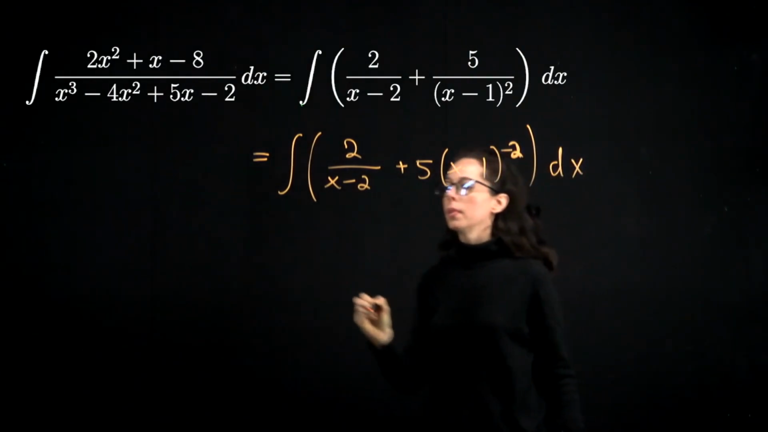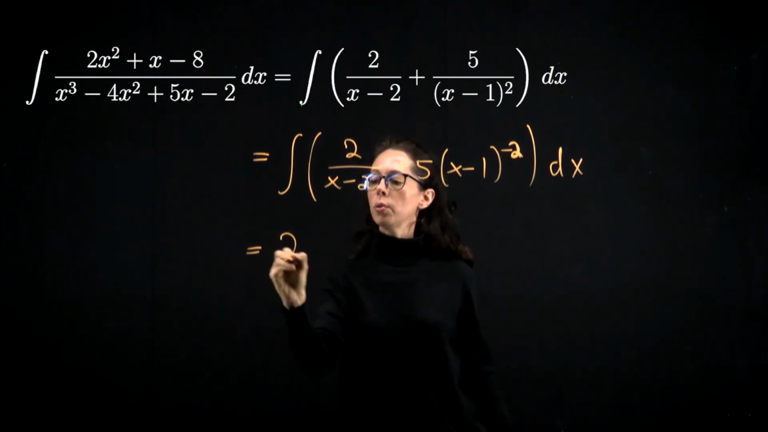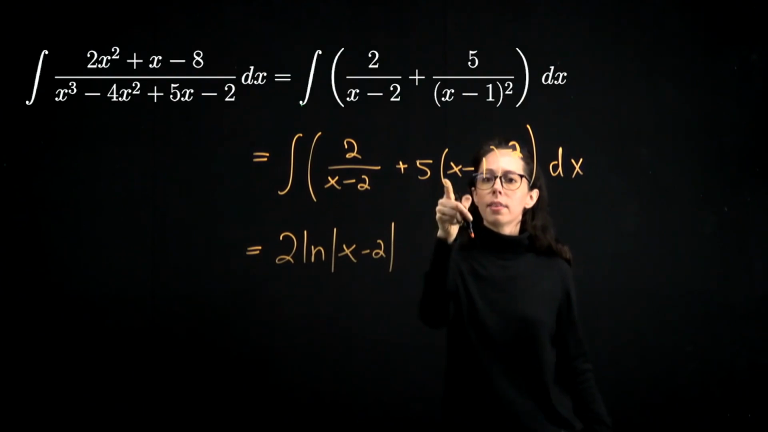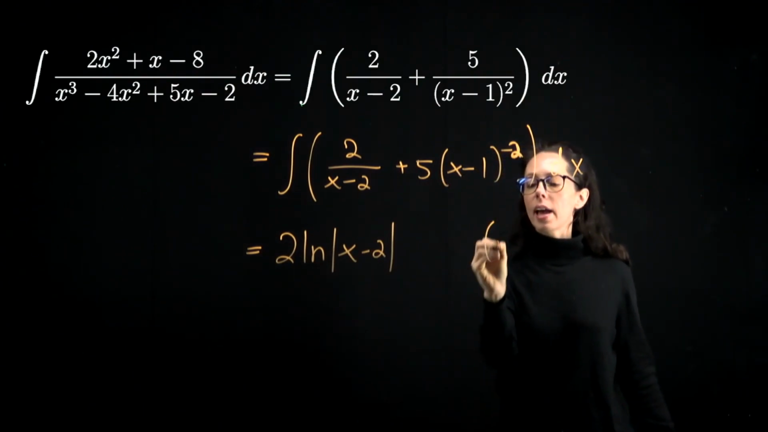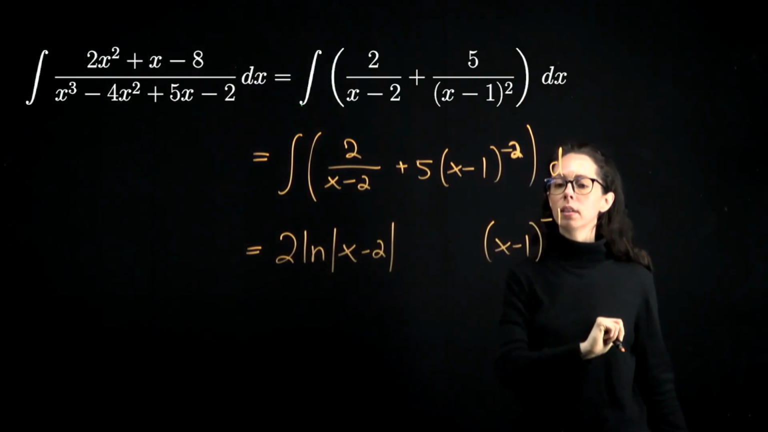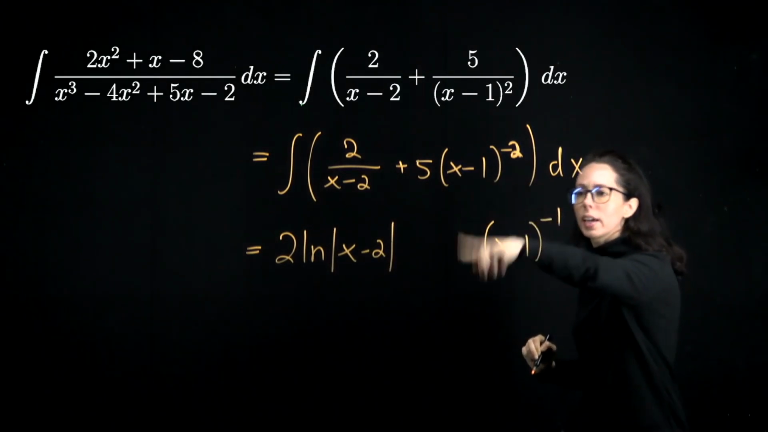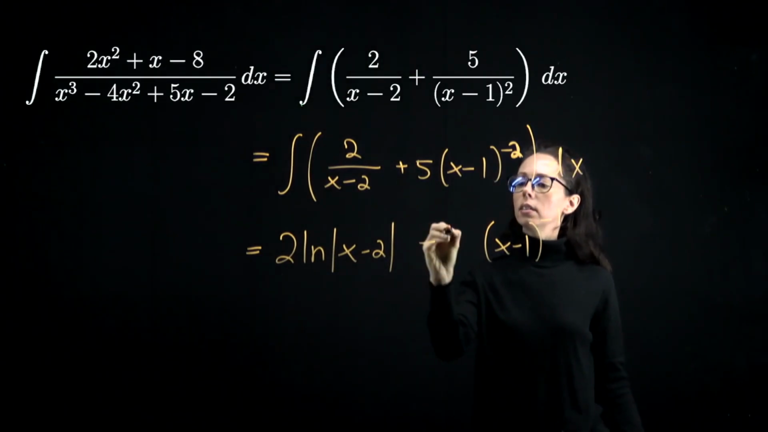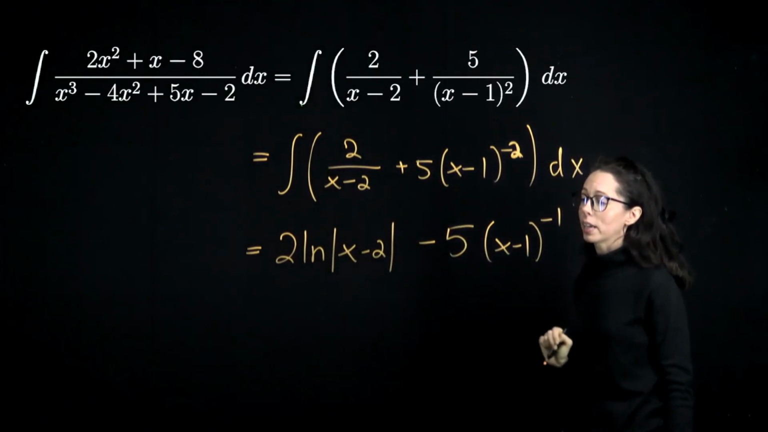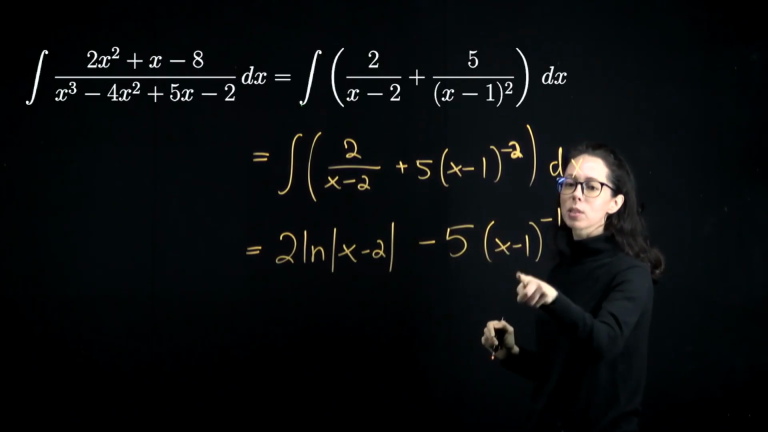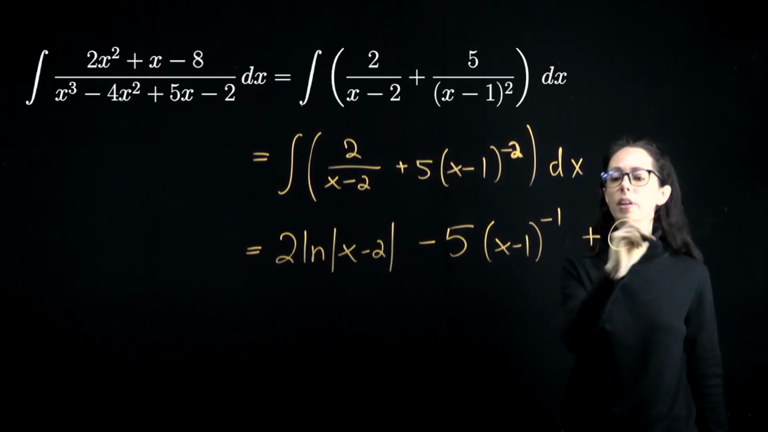Term by term, we'll have 2 times natural log of the absolute value of x minus 2. This has an antiderivative of x minus 1 to the negative 1. So if I differentiated that, the negative 1 would come down, so I need to cancel that out by having a negative there. Okay, all that to say that the antiderivative of this is negative 5 times x minus 1 to the negative 1, and then plus a constant of integration.